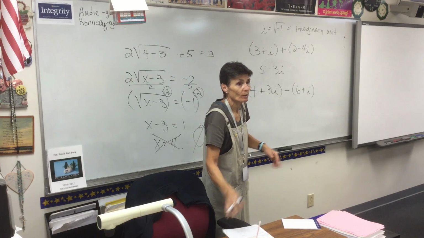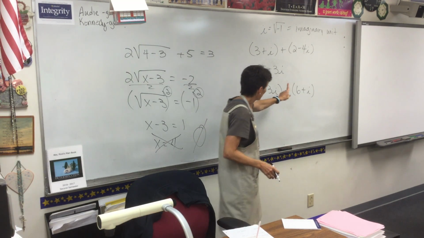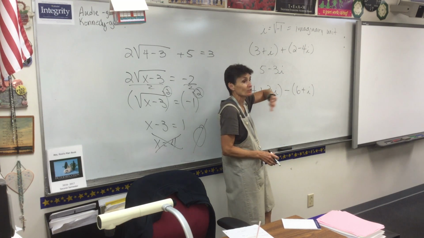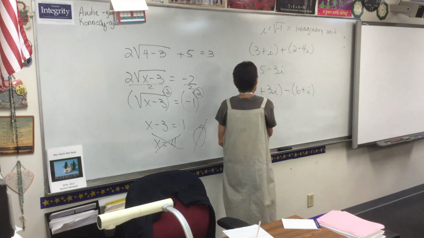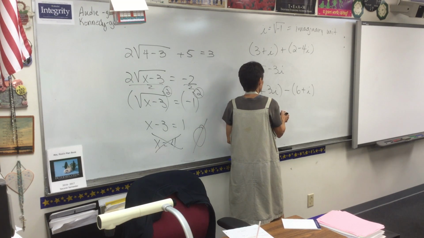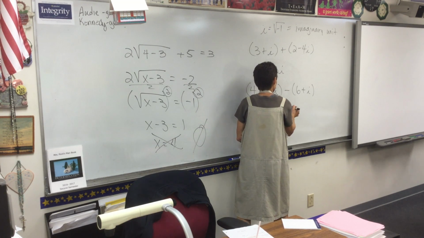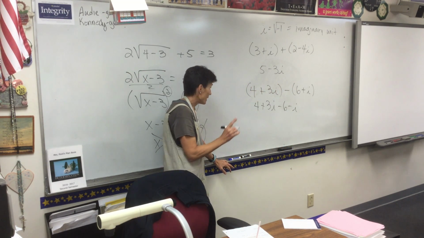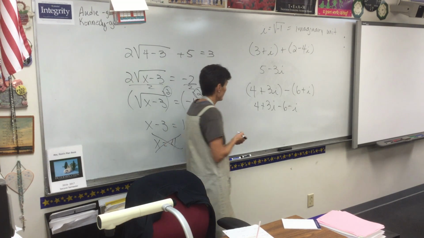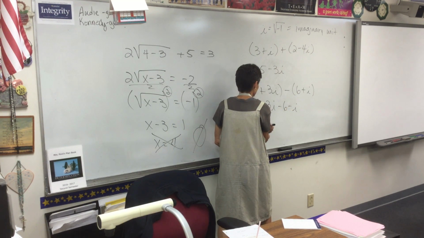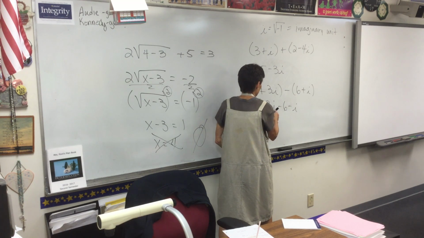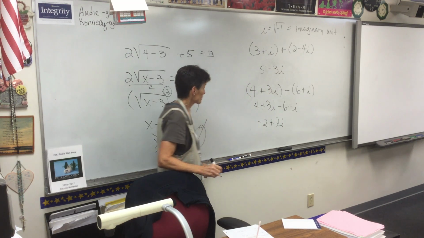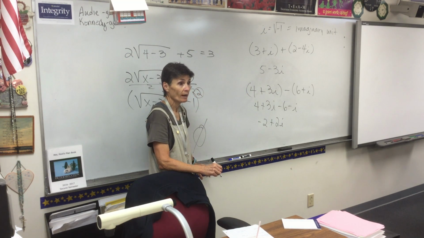Now the next one is just as easy, except you have to pay attention to that. Just like you do with regular polynomials, when you have a negative outside of a parentheses, you have to remember to distribute it all the way through. So we've got 4 plus 3i minus 6 minus i. And then we collect like terms. So we have a 4 and a -6, which is -2, and a 3i minus i, which is 2i.